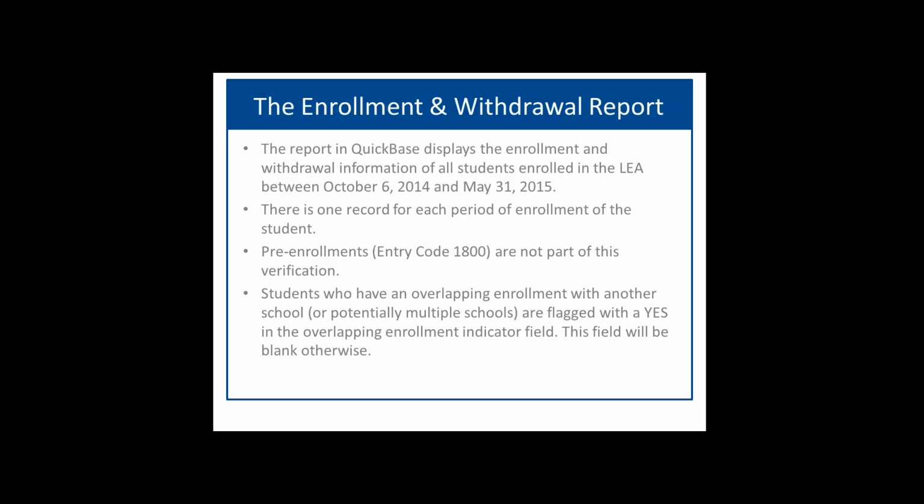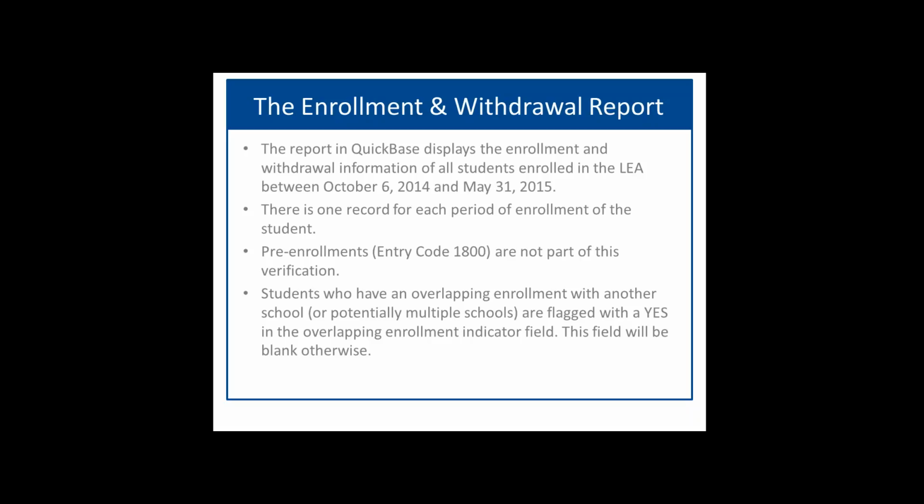To give you a little bit of information about what this report is that you'll be reviewing in QuickBase, it's called the Enrollment and Withdrawal Report. This report displays all of the enrollment and withdrawal information of all students enrolled in the LEA between the dates of October 6, 2014 and May 31, 2015. There's one record for each period of enrollment of the student. So if a student was enrolled in the school, exited, and then enrolled again, the student would have two different enrollment periods and so two different records in the report.